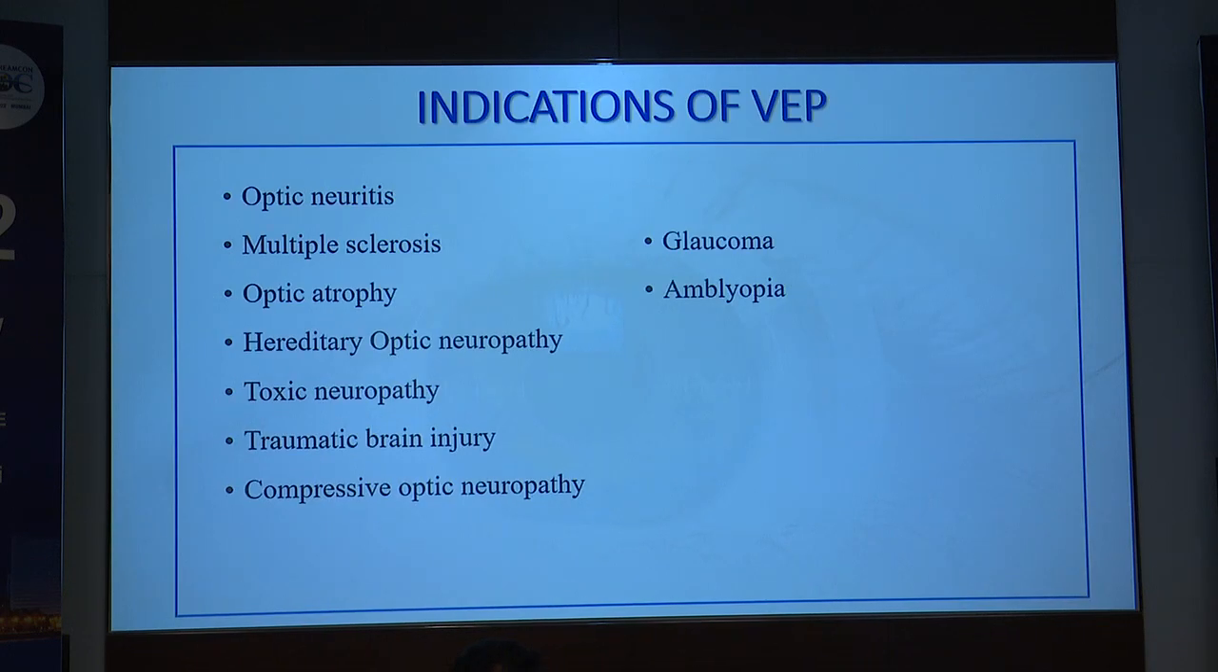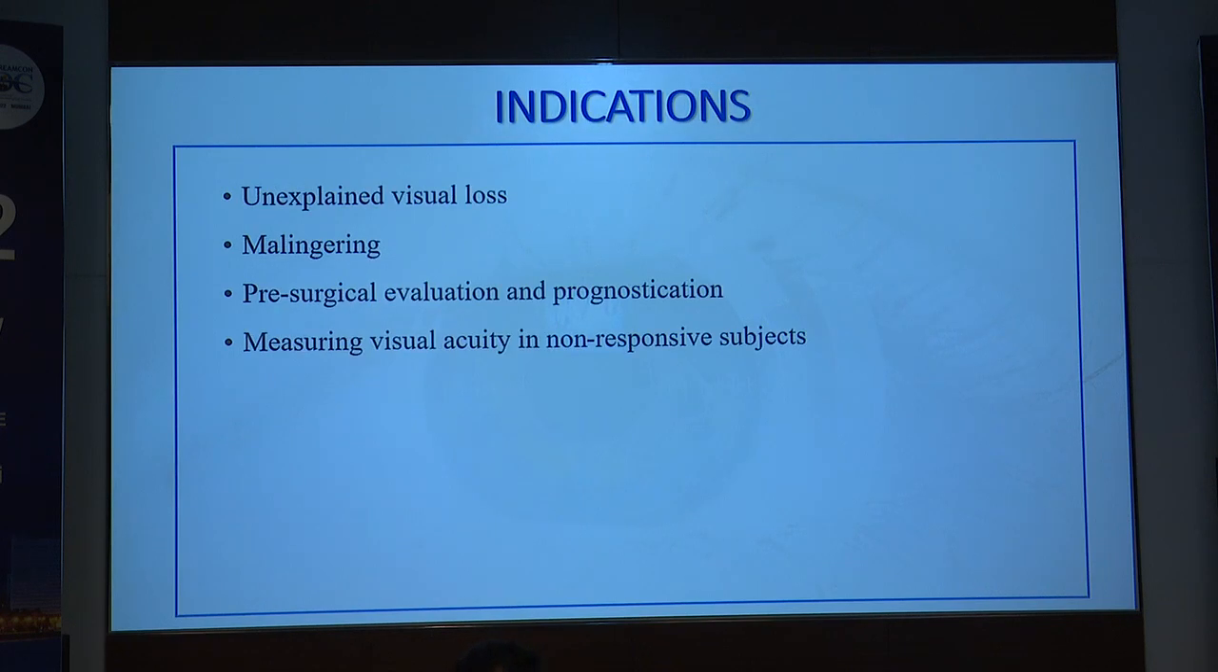So what are the indications of VEP? Optic neuritis, multiple sclerosis, optic atrophy, hereditary optic neuropathies, toxic neuropathies, traumatic brain injury, compressive optic neuropathy, glaucoma, amblyopia. Additionally, it helps us to evaluate any unexplained visual loss, malingering, pre-surgical evaluation and prognostication of cases, and measuring visual acuity in non-responsive subjects.